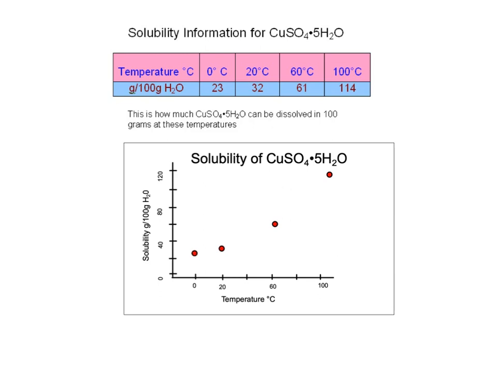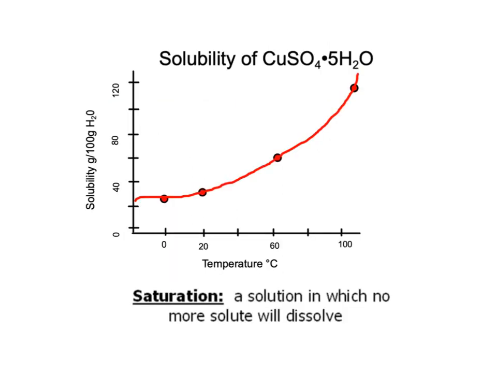So at 0 degrees Celsius, we can put 23 grams of that copper sulfate heptahydrate into 100 grams of water. So once we plot all those points and connect the dots, what we end up with is this nice solubility curve. Now what you'll notice is that these points are actually increasing along with the temperature, right? So a lot of substances, not all, but a lot of substances, when we increase that temperature, we can put more of the solute into that solvent.